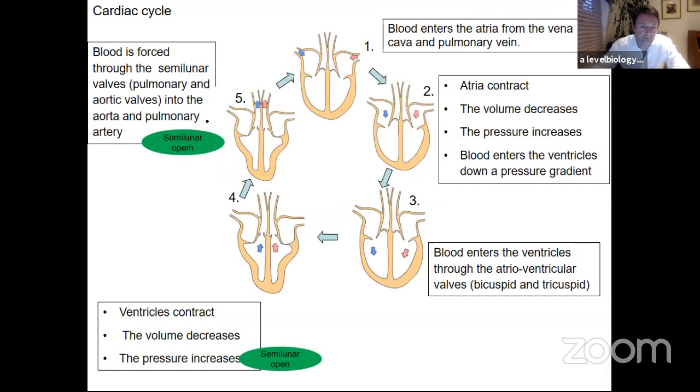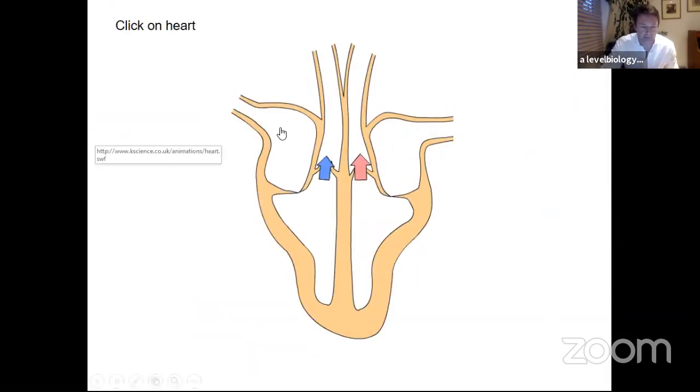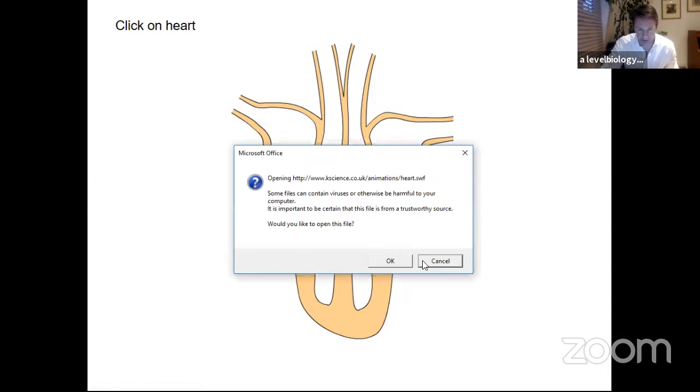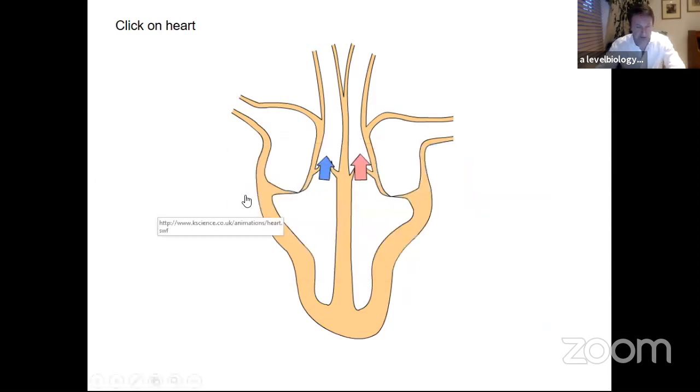Okay, let's talk through some of this. So this might work. No, it's not going to work. Right. It's unfortunate, but there we go.